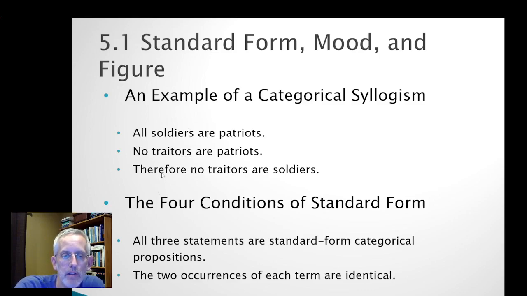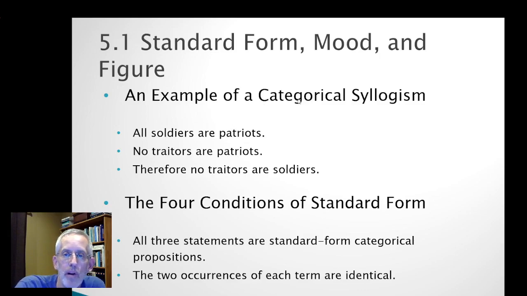Now this argument contains a premise indicator word, therefore. Usually in standard form a categorical syllogism won't contain that indicator word. It'll just be the categorical proposition itself. A lot of times there's a line drawn between the premises and the conclusion to indicate that a conclusion follows, but always the third statement will be the conclusion.